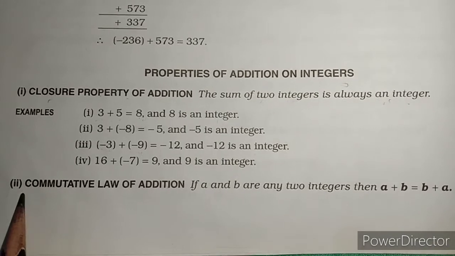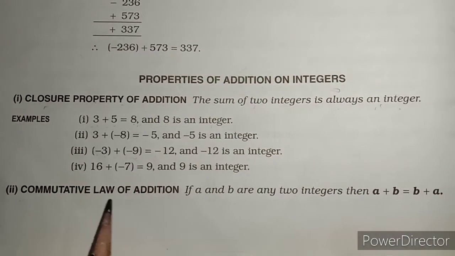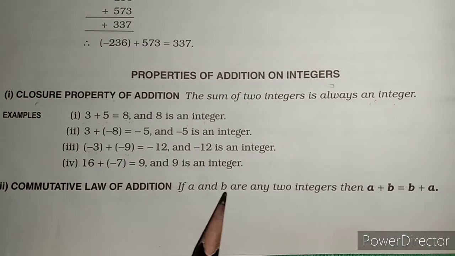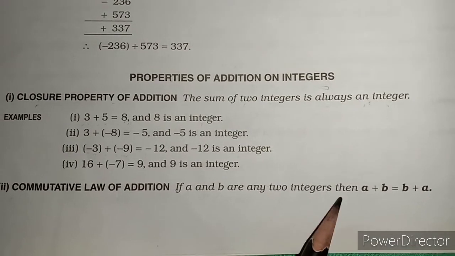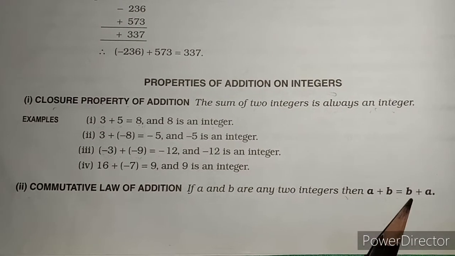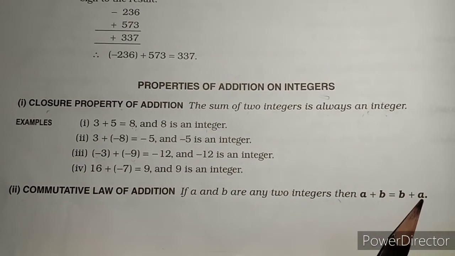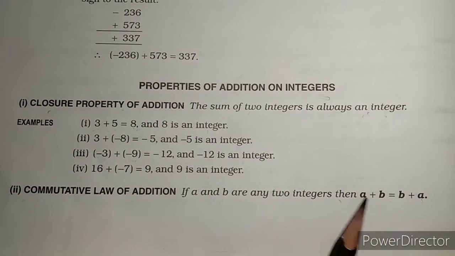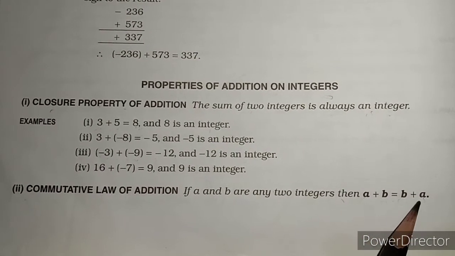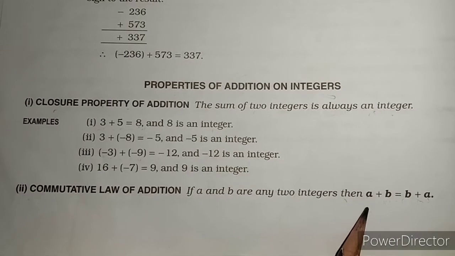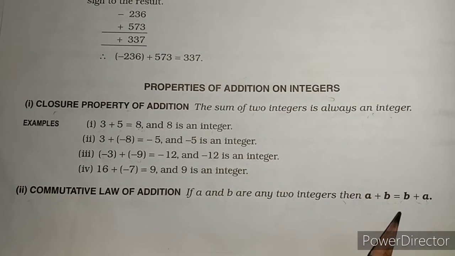See, the second property is the commutative law of addition. If a and b are any two integers, then a plus b is equal to b plus a. That means even if the order of the addends is interchanged, the sum remains the same.